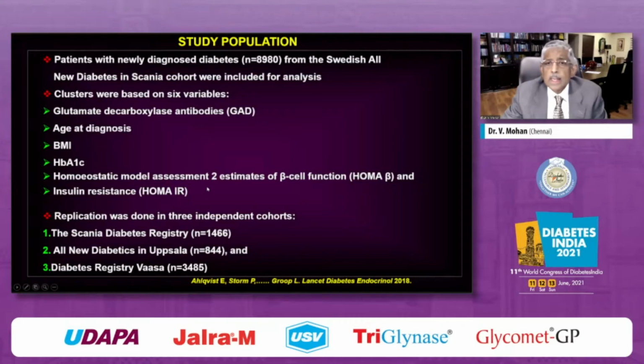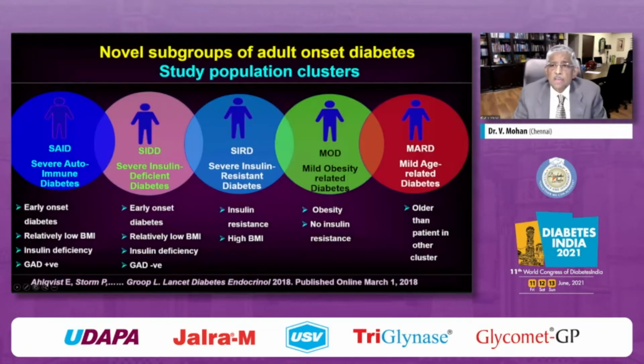So using this in Scandinavia, they looked at 2 or 3 cohorts: the Scania cohort and the Scania Diabetes Registry, the Uppsala Registry, the Vasa Registry. And based on this, they came up with these 5 clusters of diabetes. The first one they called severe autoimmune diabetes. And to me, this is nothing but LADA, which Dr. Kanango talked about, because you have GAD antibody positivity, low BMI, insulin deficiency, early onset diabetes, lean people, and that's exactly what he talked about. So that's SAID. And to me, it's only a forme fruste of type 1 diabetes.